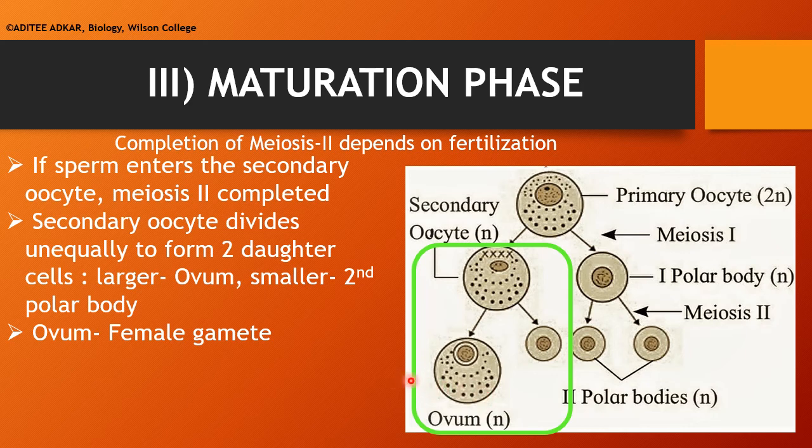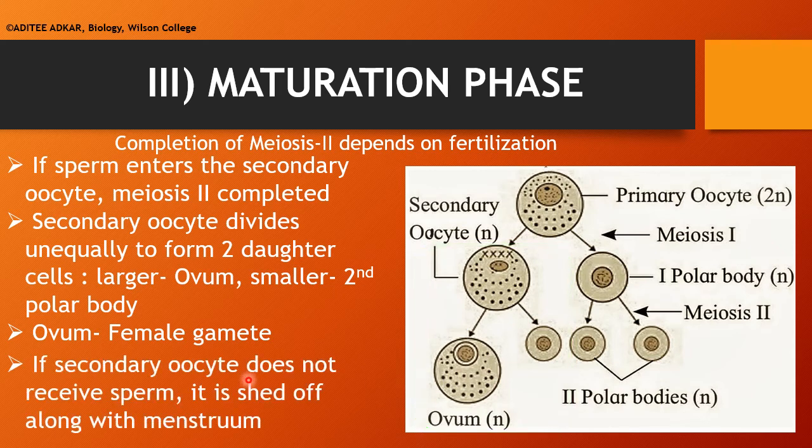But if the fertilization does not take place, if the secondary oocyte does not receive any sperm, then it is shed off from the body as the menstrual discharge during the menstrual phase.